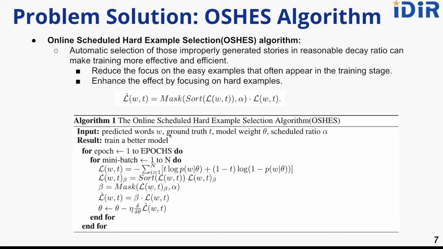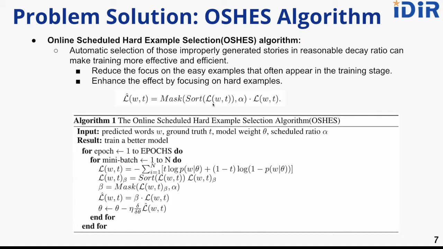To solve the problem above, we tried to use the online scheduled hard example selection, OSHIS algorithm. The basic idea is to automatically select those improperly generated stories in a reasonable decay ratio to make the training more effective and efficient. There are 2 points. The first is to reduce the focus on the easy examples, like was very happy, those examples that often appear in the training stage. And second, to enhance the effect by focusing on the hard examples.